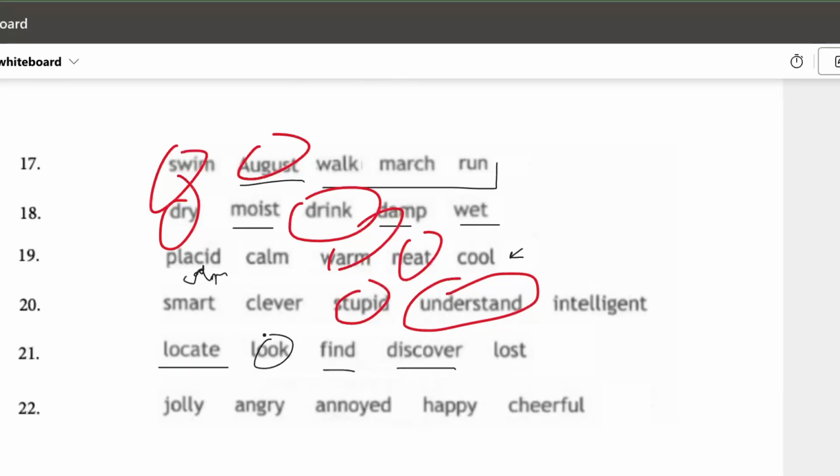However, looking and something being lost, you have not found the place. You are in the state of searching for it. So if you look for something, you haven't found it, unlike locating something. Question number 22.